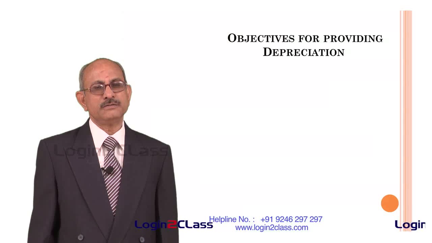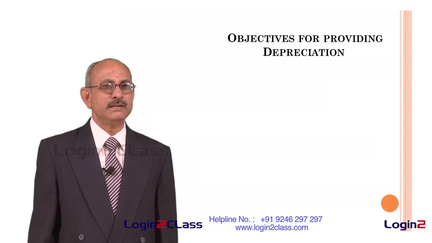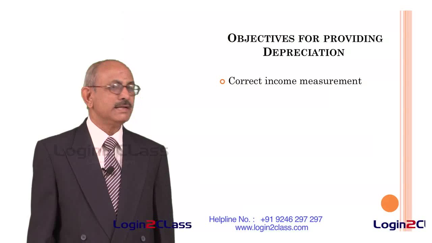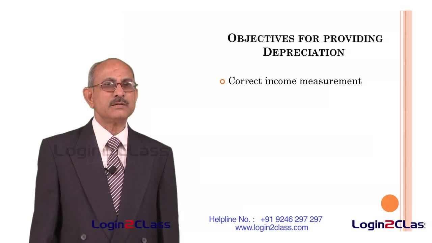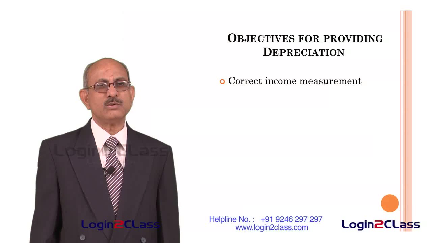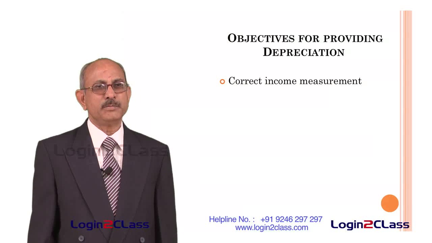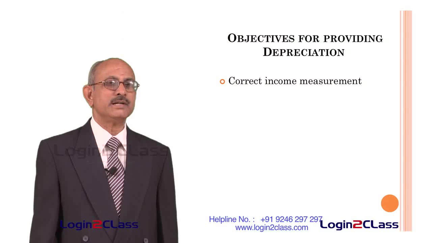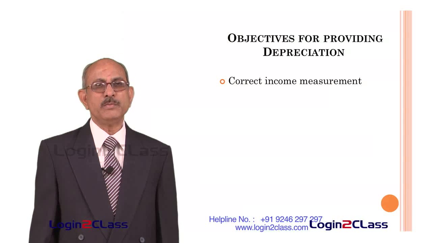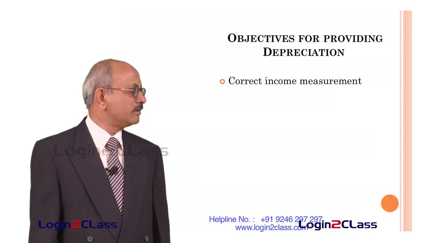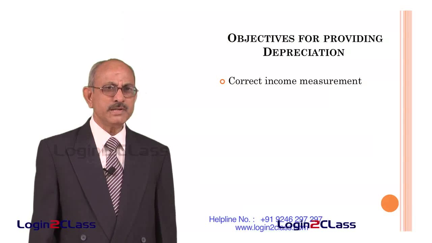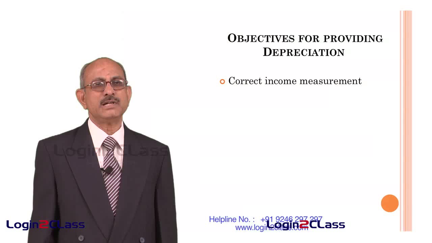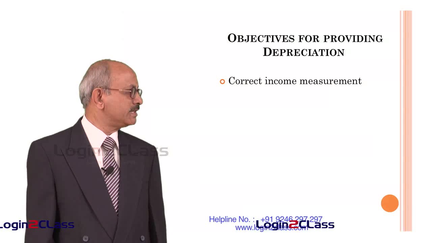The objectives for providing depreciation are many. Some of the important ones are: one is correct income measurement. Since the asset is used, a certain part of the expenditure needs to be accounted for in the expenditure of that particular accounting period. That only will be able to measure the income of that accounting period. Therefore, for the purpose of correct income measurement, we need to provide for depreciation as an item of expenditure.